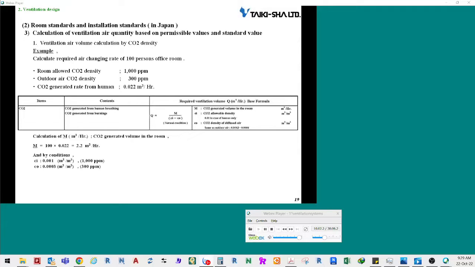The quantity M of generated carbon dioxide is shown on the slide. In addition, the allowable concentration and the carbon dioxide concentration of the outdoor air are obtained like this depending on certain conditions. If you insert the required numeric values into the calculation formula and calculate it, you get the results shown on the slide.